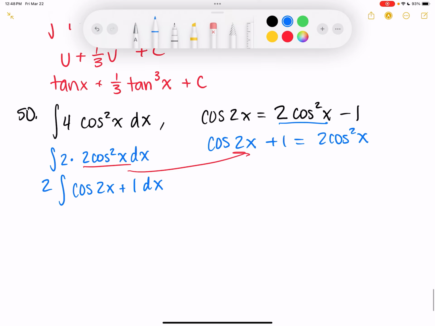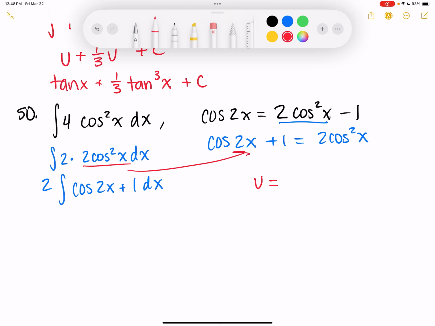So now I need to find u. What might that be? 2x is a good place to at least start. I think that will work. I'm trying to be consistent in my colors here. So 2x, so then du is 2 dx. So do I have 2 dx in here? Yeah, I already used that.